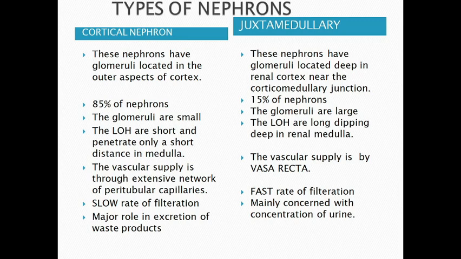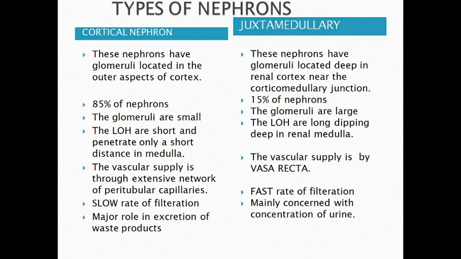All right. Then the cortical nephrons have slow rates of filtration, but the rate of filtration is fast in juxtamedullary nephrons. The major role of cortical nephrons is in the excretion of waste products and filtration, because their loops of Henle are short, but the juxtamedullary nephrons are mainly concerned with the concentration of the urine, because as you see they have long loops of Henle which dip deep into the medulla, and therefore the ability to concentrate urine is larger in juxtamedullary nephrons.